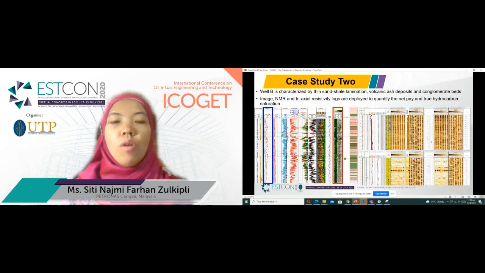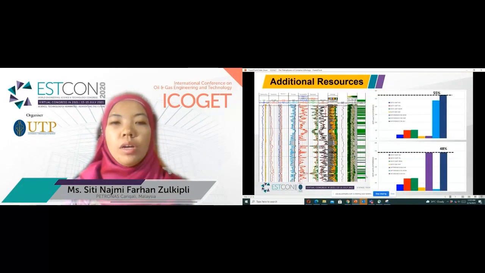Case study number 2 involves well B, which is mainly characterized by thin sand-shale lamination. Extensive data acquisition has been planned for the well, which includes the deployment of the triaxial resistivity to determine the horizontal and vertical component of the formation resistivity. The NMR log was also run to identify between bound water and the movable hydrocarbon portion. An image log was also run to further distinguish between pay and non-pay zone. As a result of integrating all these subsurface data, an additional 48% to 55% of hydrocarbon in place volume was successfully recorded.